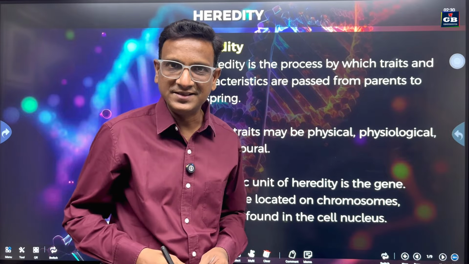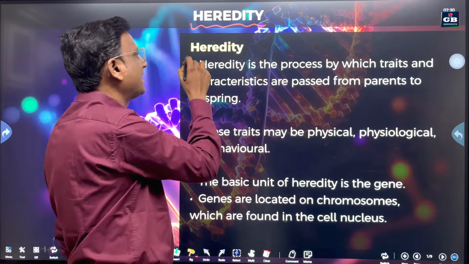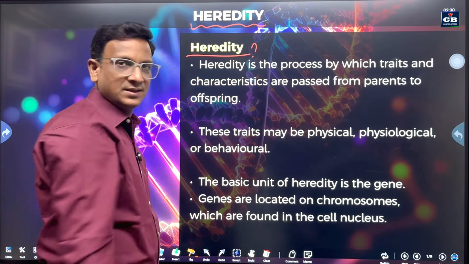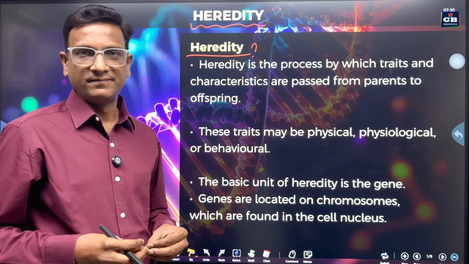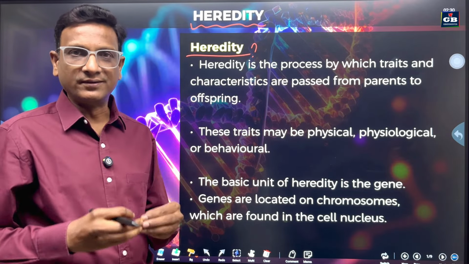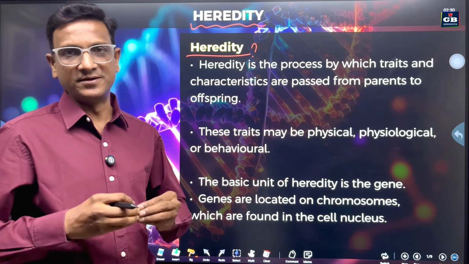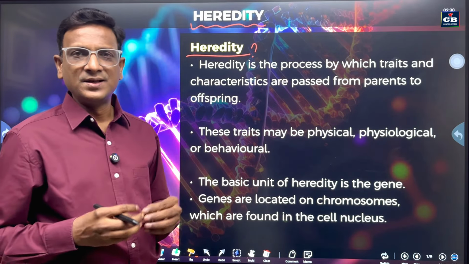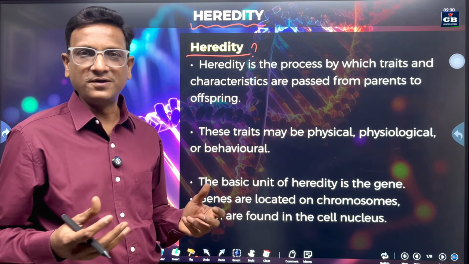Today our lesson is heredity. What is heredity? It is a process in which the traits or characteristics pass from parents to children. So what are characteristics? Like features, body features.